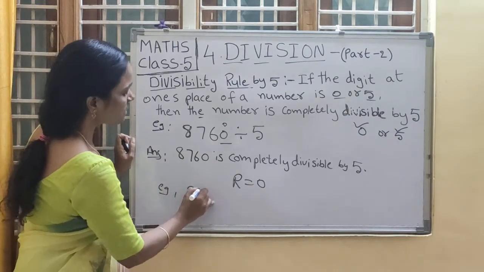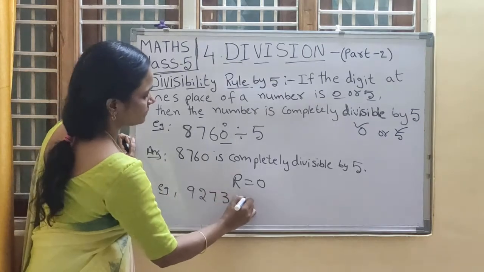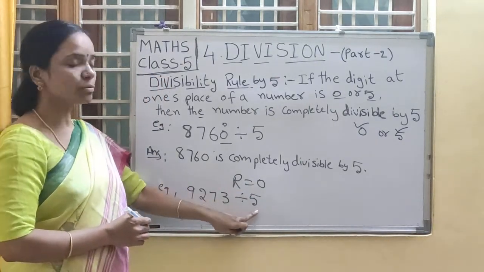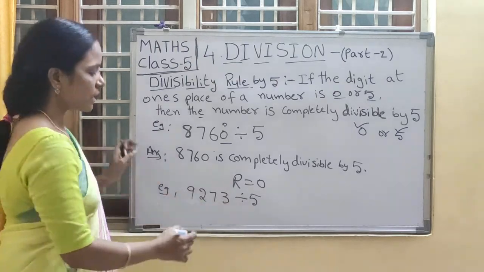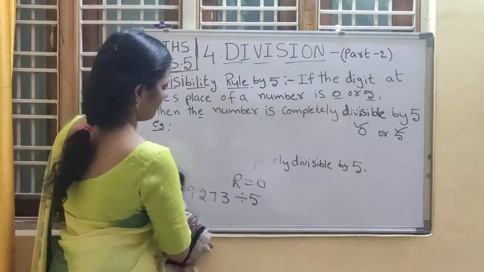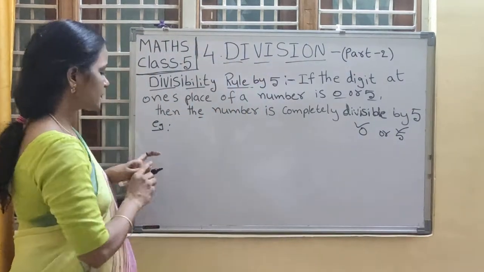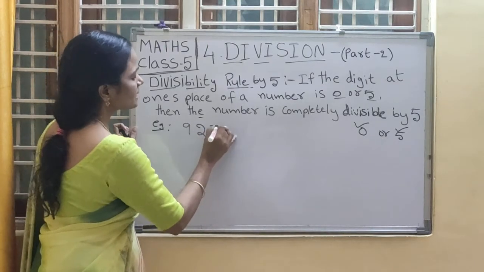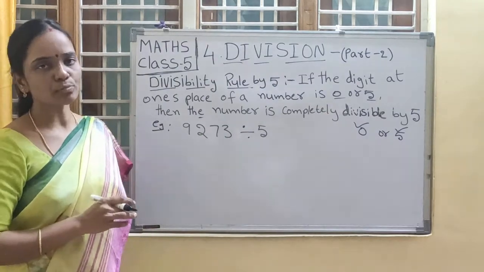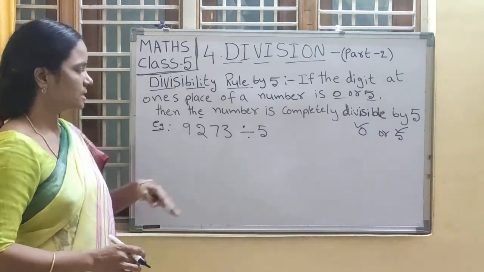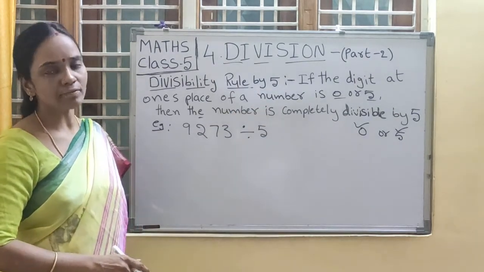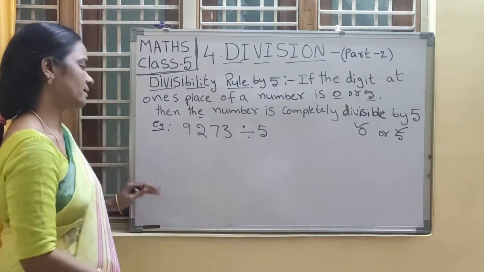Then 9273 divided by 5. Is this number completely divisible by 5? What we have to do? We have to check the digit at... okay, again I will write. So the next example is 9273 divided by 5. I am not taking the long division process here. I am not taking the actual division. Without taking division, by applying this rule, I am saying whether it is divisible by 5 or not and what is the remainder. So what we have to do?